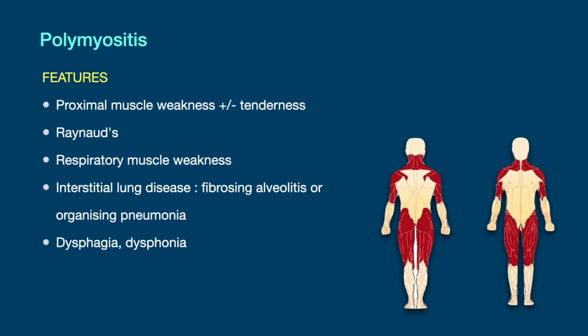In terms of features, one would expect to see proximal muscle weakness with or without tenderness, Raynaud's phenomenon, respiratory muscle weakness, interstitial lung disease such as fibrosing alveolitis or organizing pneumonia, dysphagia, and dysphonia. Dysphagia is common, but the ocular muscles are very rarely involved, unlike myasthenia gravis where there are predominant ocular features.